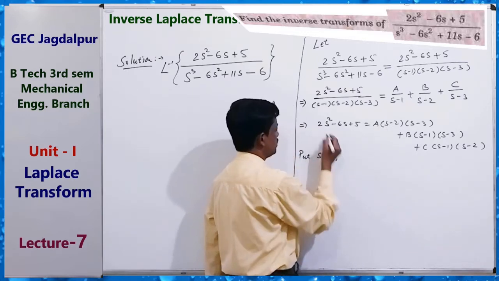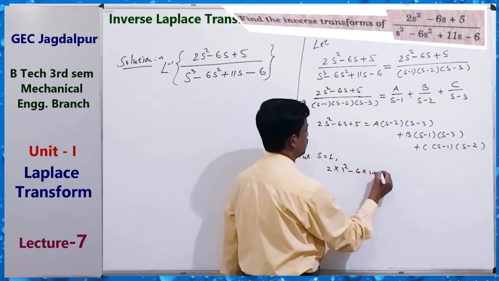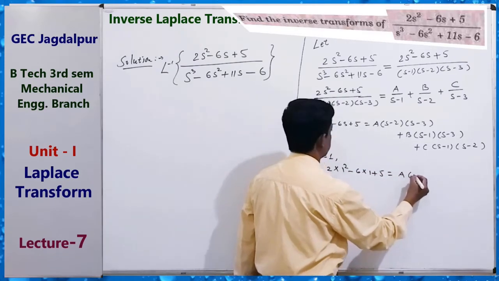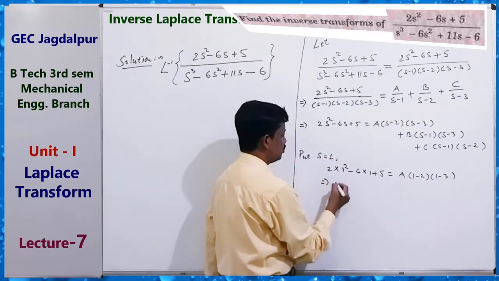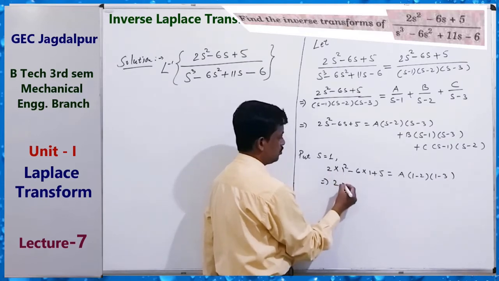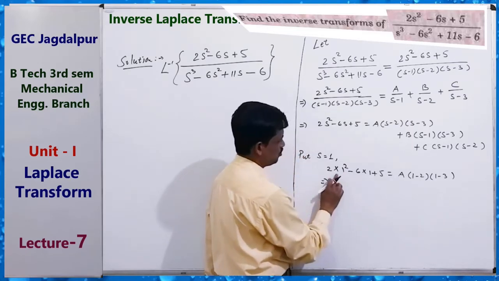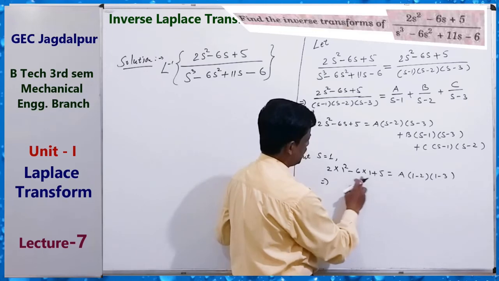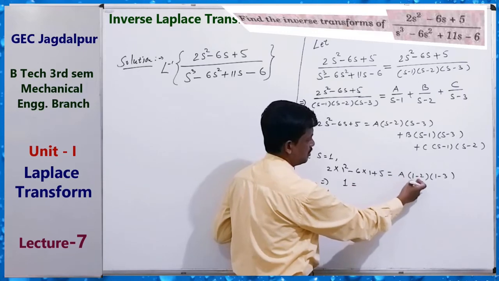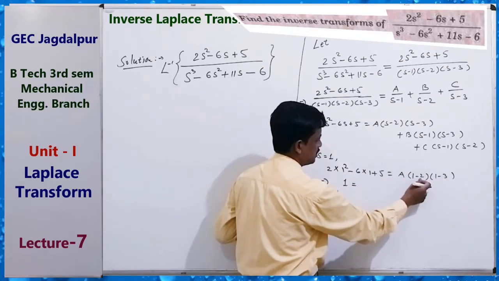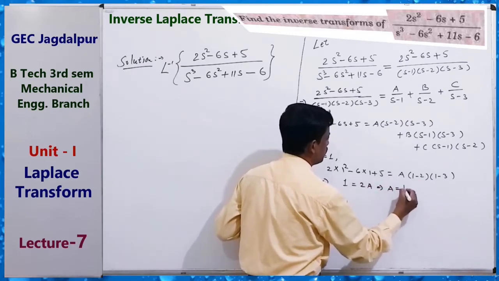So s equals 1: 2 into 1 squared minus 6 into 1 plus 5 equals a into (1 minus 2)(1 minus 3). So here 2 minus 6 plus 5, we can write directly: 2 plus 5 is 7, 7 minus 6 is 1. So 1 equals a times (minus 1)(minus 2), that is 2a, so a equals 1 by 2.